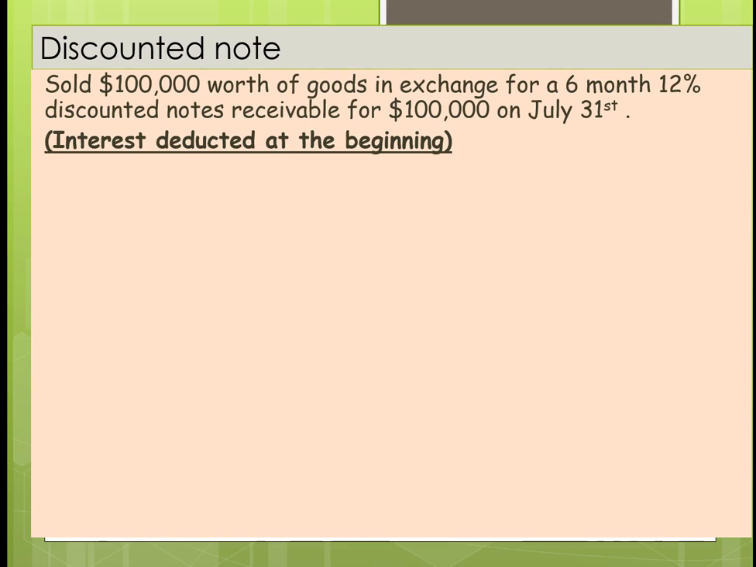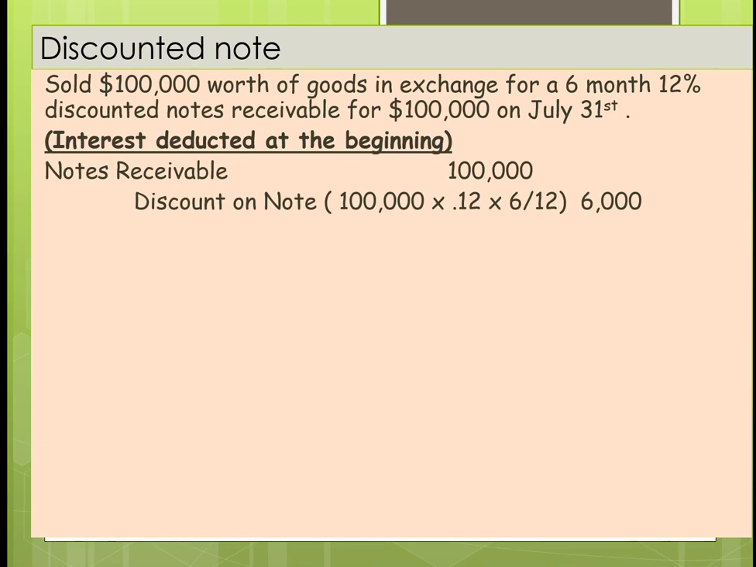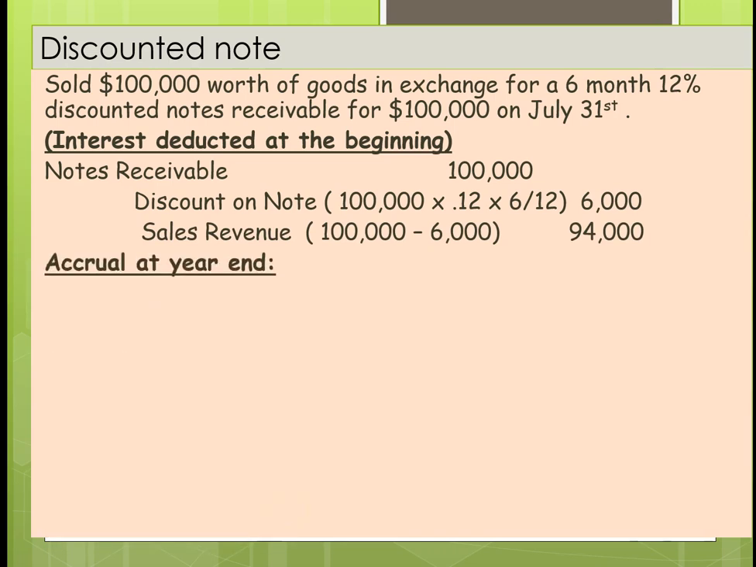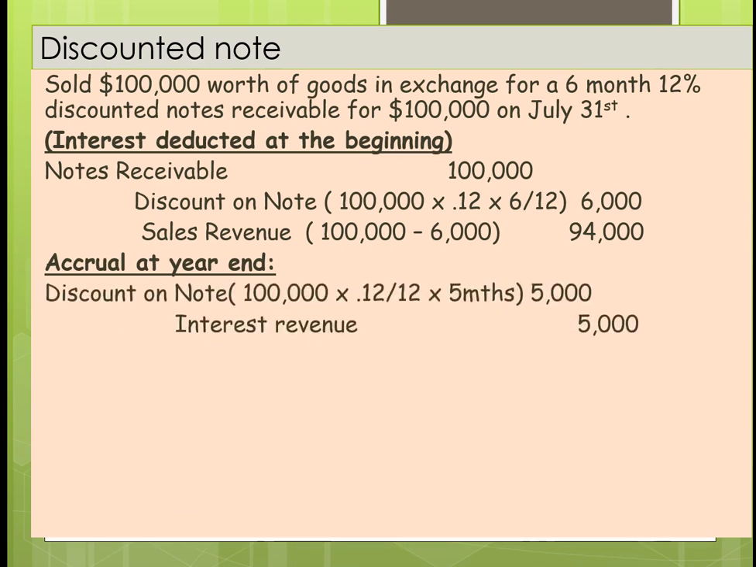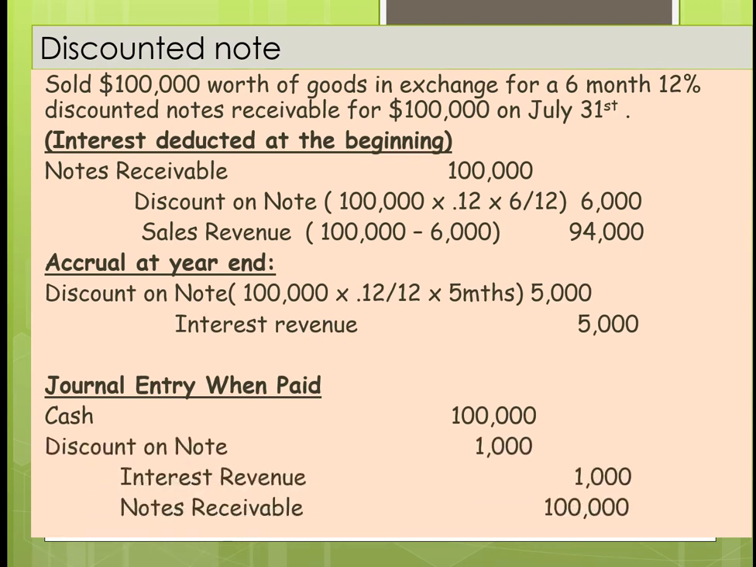Now, what if it's a discounted note? We sold $100,000 worth of goods in exchange for a 6-month 12% discounted note. Notes receivable is $100,000. Discounted notes is $6,000. Sales revenue is $94,000 because we have to account for the interest. Accrual at year end, we would go discount on notes, interest revenue, journal entry, is we would now show our last month's interest and take our notes receivable off the books and book the cash.